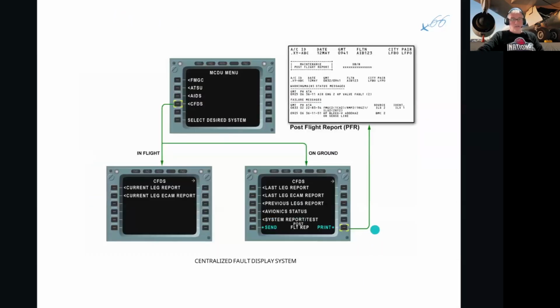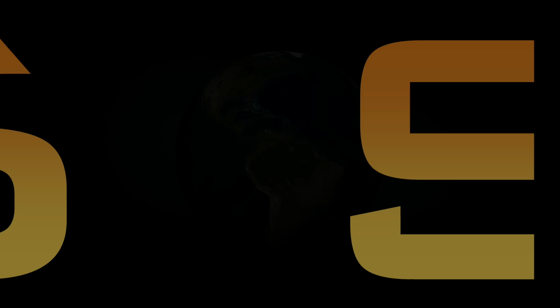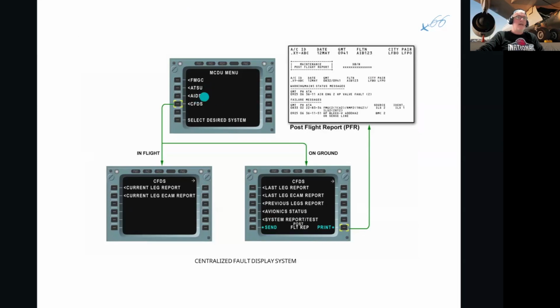Here we are. So that MCDU has different functions: it has the flight management guidance computer system, the ATSU, air traffic and satellites, and surveillance unit, the AIDS, and the CFDS. You remember AIDS, the alpha call-ups, and the CFDS, which is the centralized fault display system. And if we press that chevron there, it will take us to, what do you want to look at?